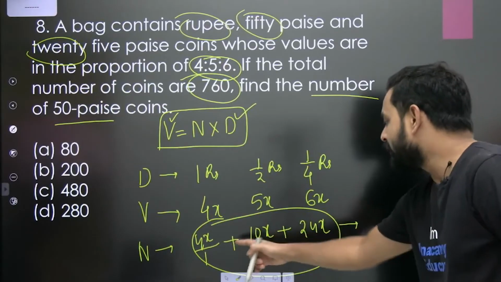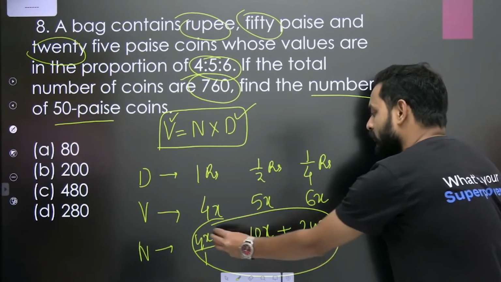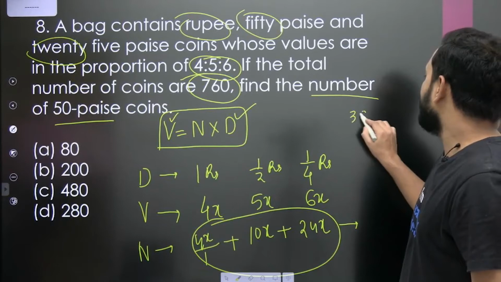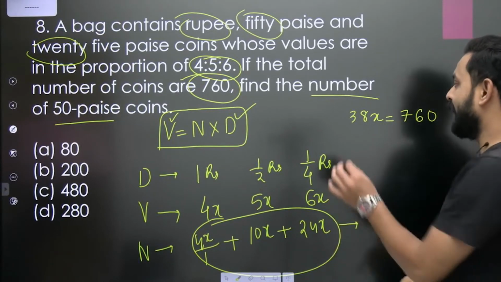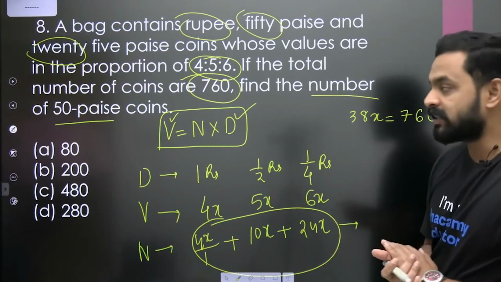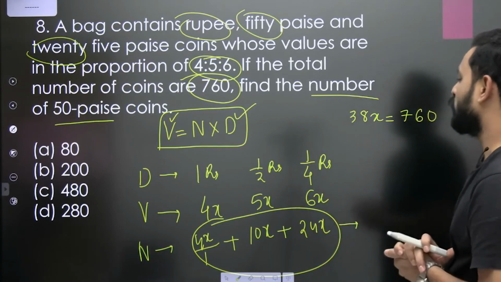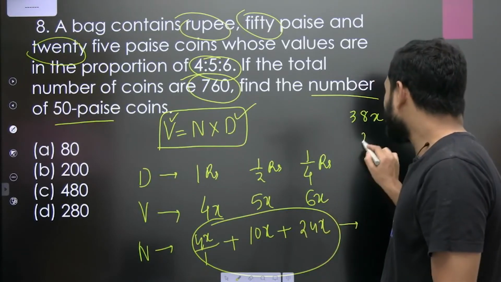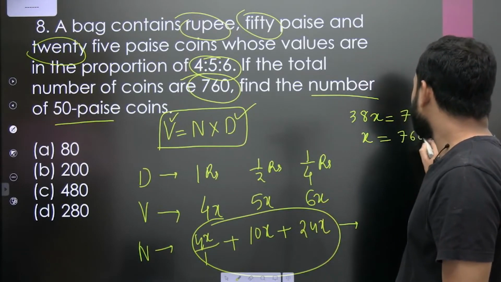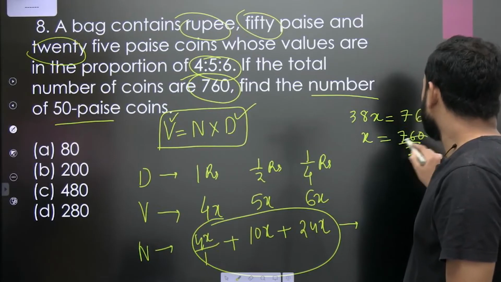So basically if you sum it, 24 plus 10, 34 plus 4, 38. 38x is equal to 760. So x will be equivalent to 760 by 38, which is 20.